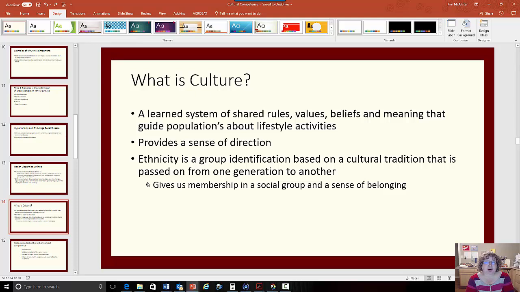So culture is more than just values and beliefs. It also sheds light on life ways. It influences how we go about our life and how we carry out different activities that we do. And it's kind of the underlying fabric of who we are.